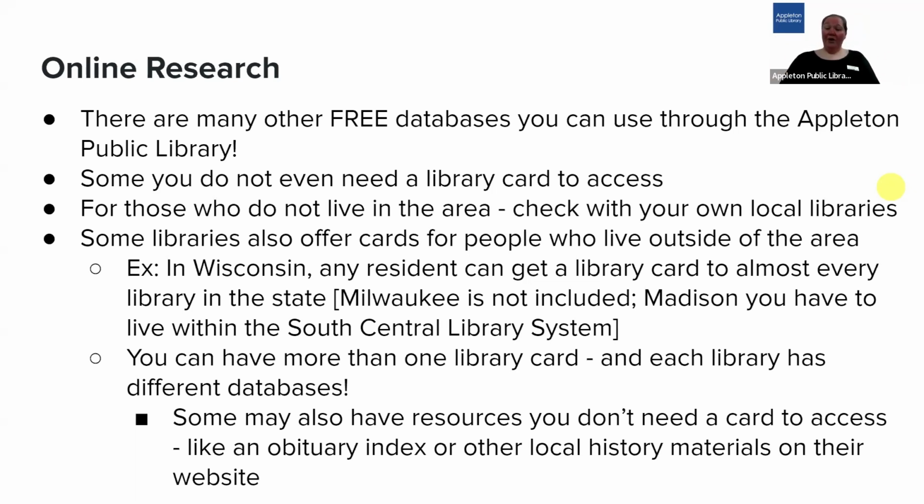Again, you can have more than one library card. Each library has different databases. And some, again, might also have resources you don't even need a library card to access, like an obituary index or other local history materials that they've put on their website, or that you can just go in there in person and browse without needing to be a member of their library. And that includes even out-of-state resources as well. So even if you're living in Wisconsin and trying to research your ancestors in Iowa, there's going to be Iowa libraries that have resources like that where you can research it from home as much as you can.